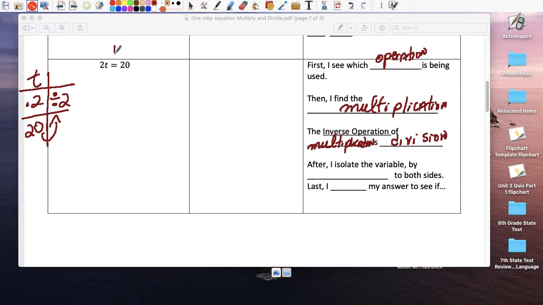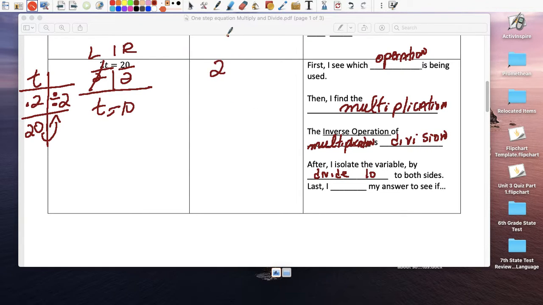So I'm going to make my line. Divide by 2. Divide by 2. Here's my left. Here's my right. 2 divided by 2 is just t. And 20 divided by 2 is 10. After I isolate the variable, what did I do? I divide 2 to both sides, right?